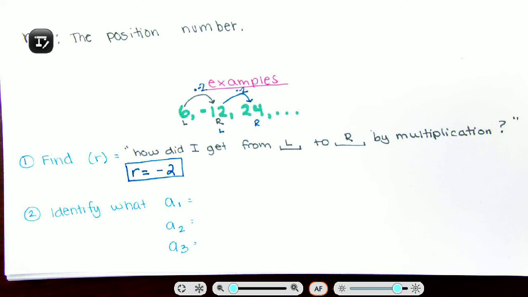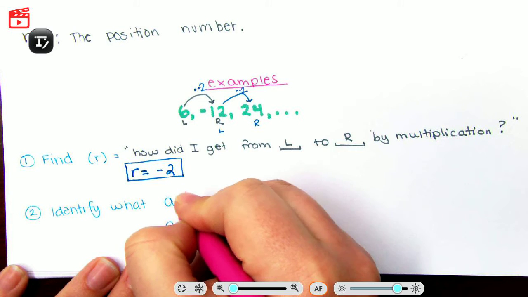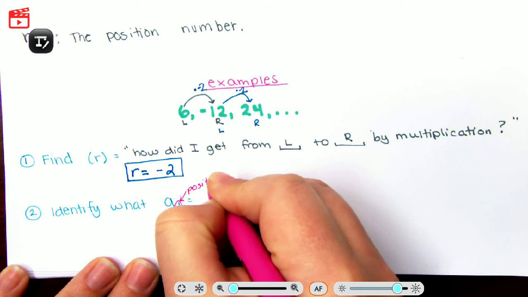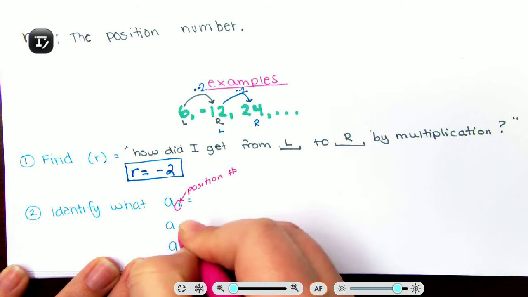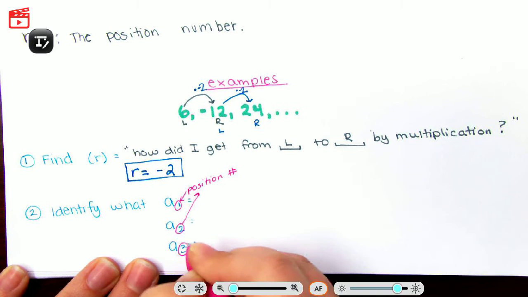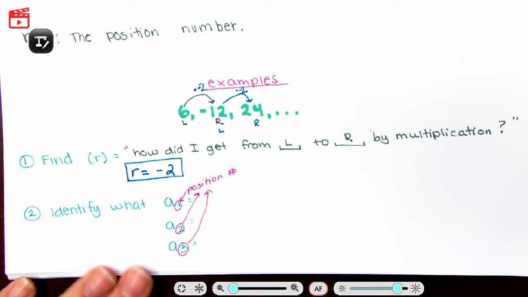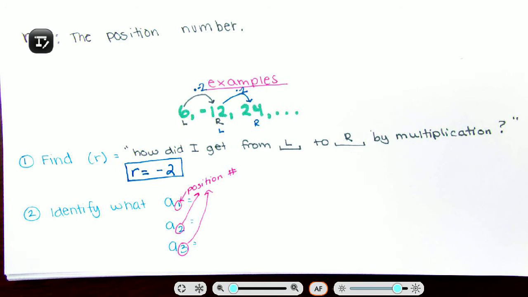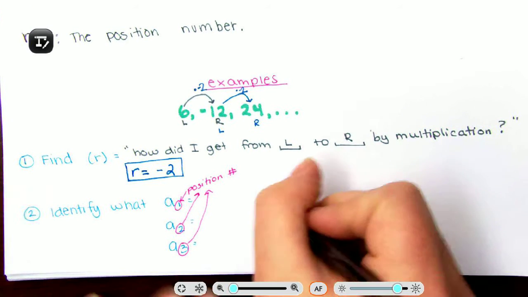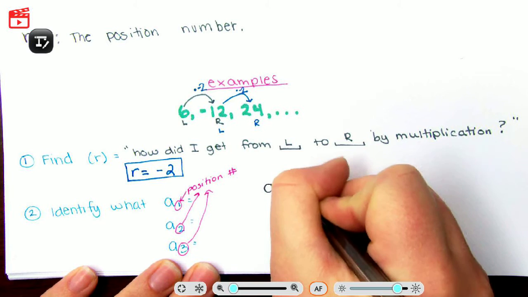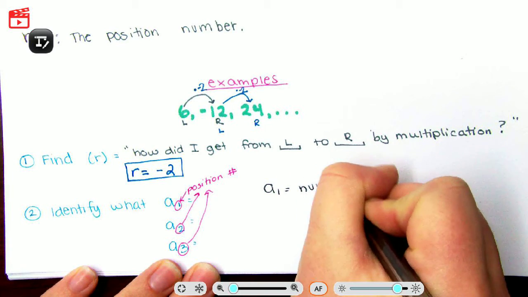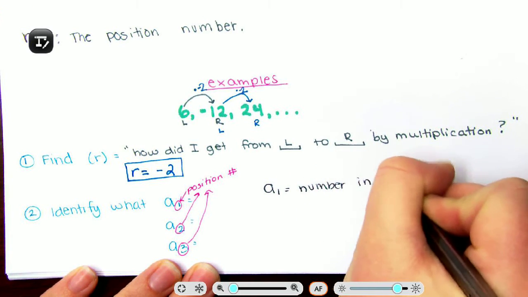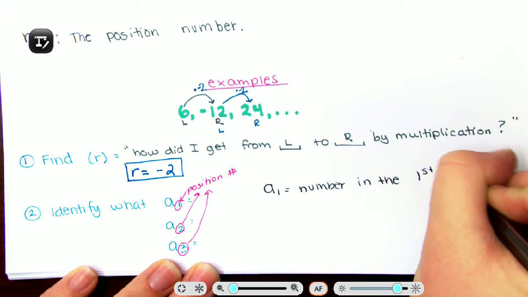Now, what is a sub 1, a sub 2, a sub 3? These are your position numbers. So a sub 1 is the number in the first position. A sub 2 is the number in the second position. A sub 3 is the number in the third position.